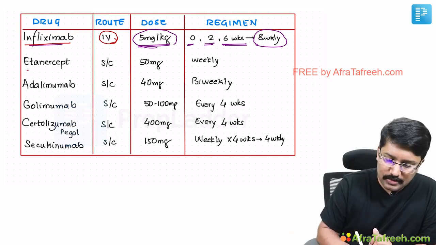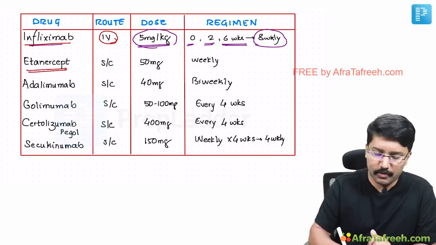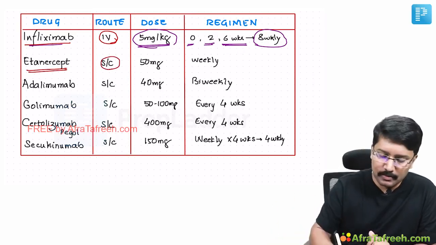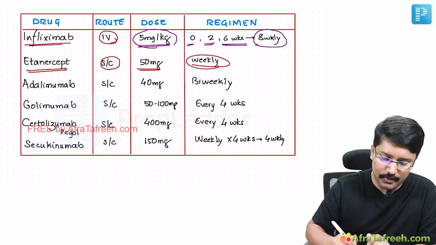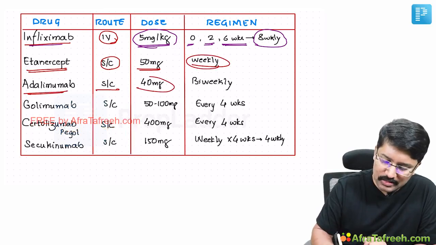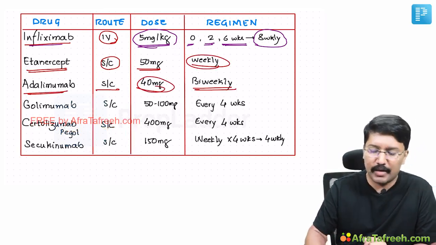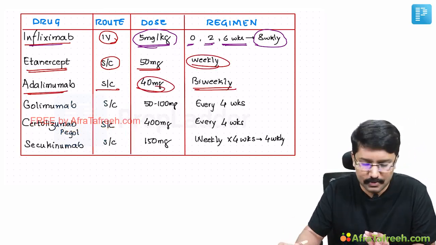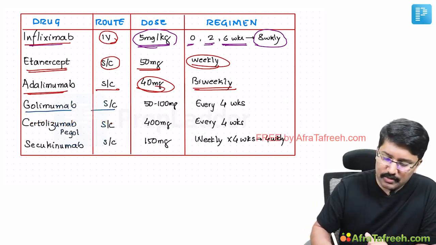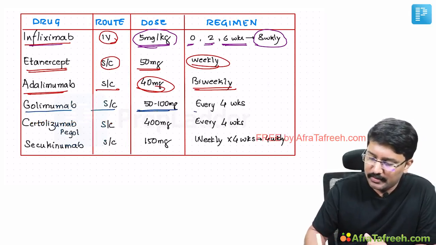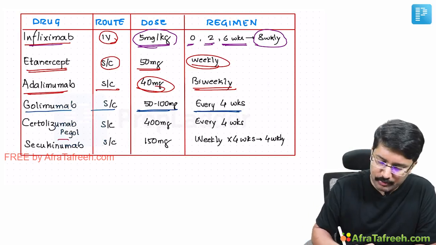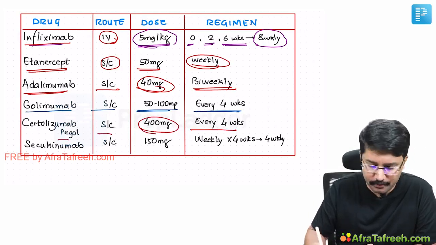Okay, if you are considering etanercept, we would be giving it subcutaneous, like all the other drugs that we are going to discuss now. The dose is 50 milligrams, given weekly. Adalimumab is also subcutaneous. The dose is 40 milligrams, given bi-weekly, once in 2 weeks. Golimumab is also subcutaneous, 50 to 100 milligrams, given every 4 weeks, just like certolizumab pegol, subcutaneous 400 milligrams, again every 4 weeks.